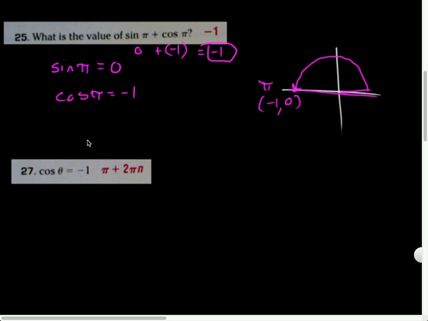It says, find the values of theta for which each equation is true. When is cosine theta equal to -1? When theta is pi plus 2 pi n. Graphically, this is what cosine looks like. It goes from 1 to -1.